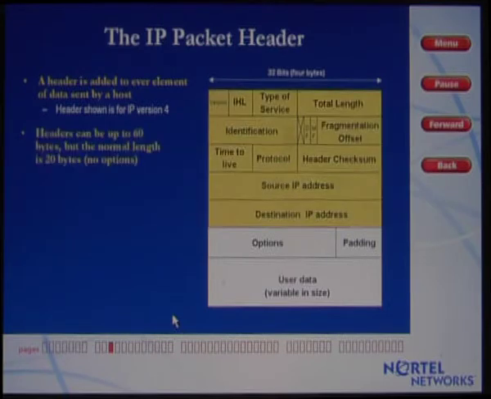field. The header is usually a 20-byte block of control information. The header can be up to 60 bytes of information if the IP options are used. These are usually only used for network engineering. The length of the header is indicated by the Internet Header Length, IHL field, which is normally set to 5.